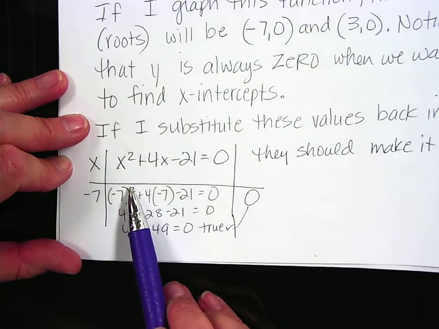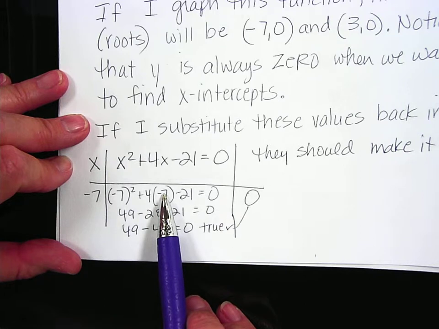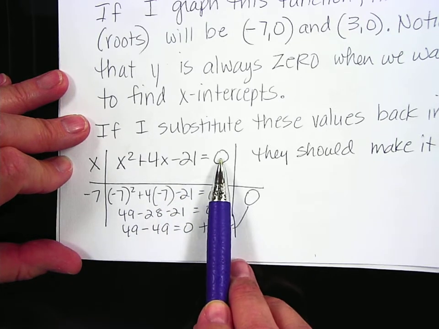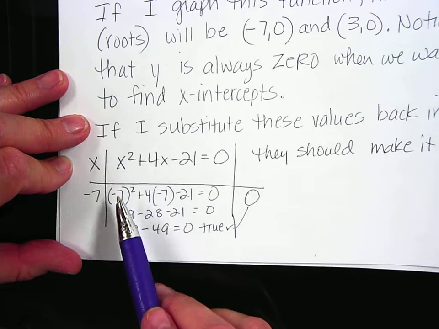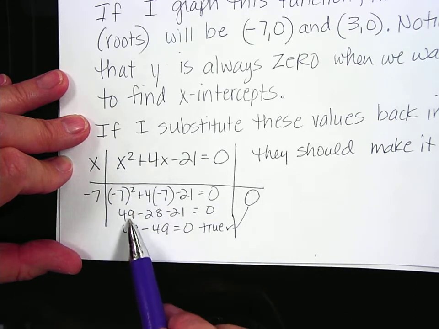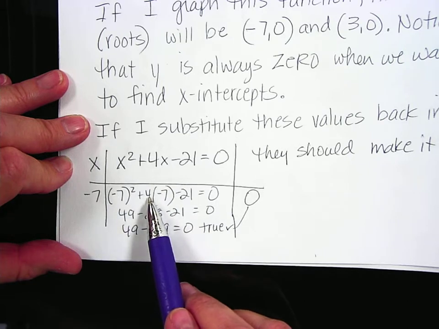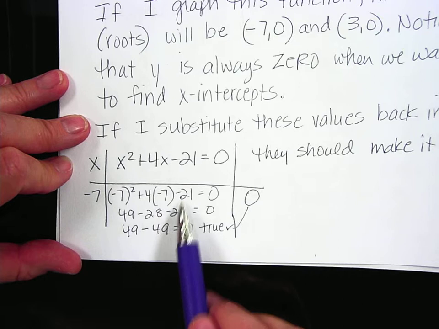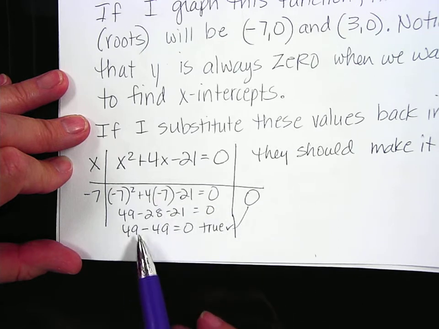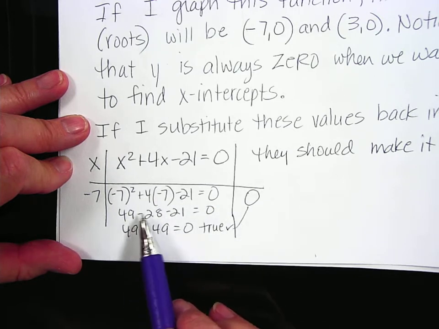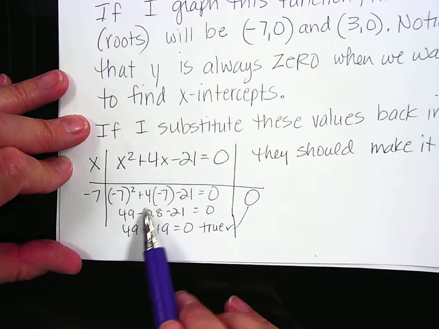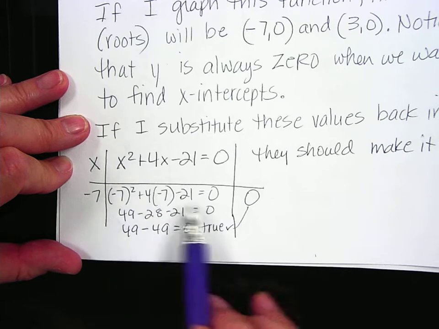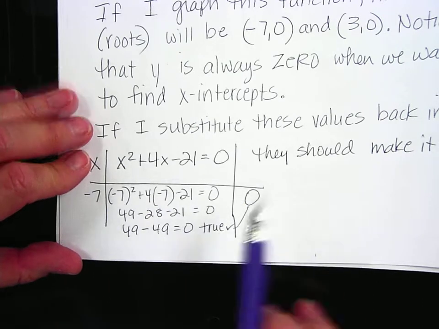Negative 7 quantity squared plus 4 times negative 7 minus 21 equals 0. My y is equal to 0. I'm looking for an x-intercept. If I square negative 7, I get positive 49. Positive 4 times negative 7 is negative 28. And bring down your negative 21. If you combine all your negatives, you get negative 49. Those cancel out. When x is negative 7, y is 0. That's an x-intercept.